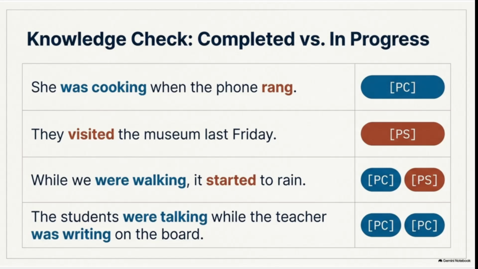It is past continuous because the cooking was already happening. Which action interrupted it? The phone rang. That is past simple because it is the shorter completed action.